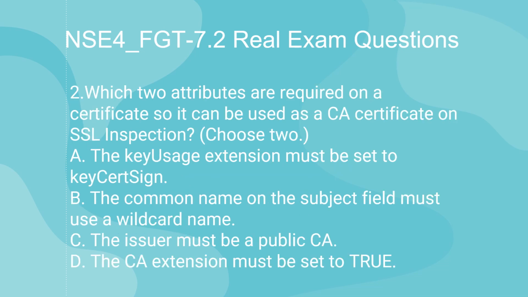2. Which two attributes are required on a certificate so it can be used as a CA certificate on SSL inspection? Choose 2. A. The keyUsage extension must be set to keyCertSign. B. The common name on the subject field must use a wildcard name. C. The issuer must be a public CA. D. The CA extension must be set to true.